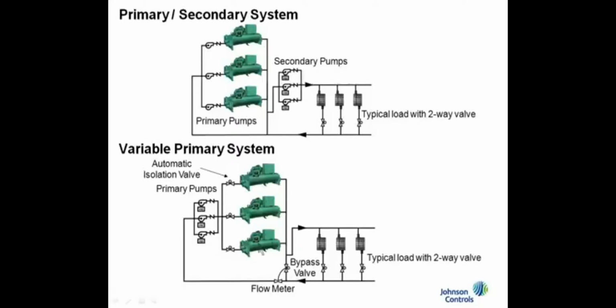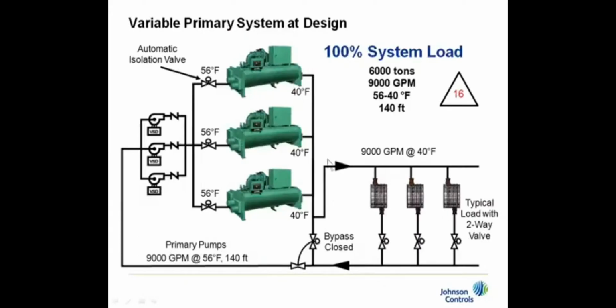So that's the differences. This system is simpler. It has one set of pumps, and it's preferred that these are headered. Looking at this system, just like we did with primary-secondary in the last section, we have a design of 100% load here. That's our 6,000 tons, our 9,000 GPM. Unlike the primary-secondary system that had 50 feet of head in the primary and 100 feet in the secondary, we have a total head here of 140 feet.